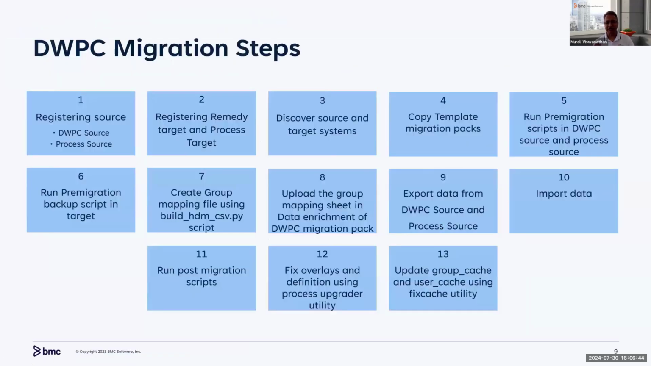There are about 13 steps in this migration, and all of these are covered in the demo. First and foremost, it's the registering process. Then you make sure that you're able to connect your source and target systems, and you're able to discover them. When you follow the process for the on-prem to SaaS migration or the on-prem deployment migration, there are steps that say how to register for local source and target, and how to register for a remote target.